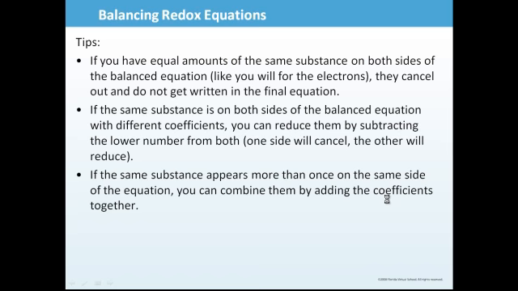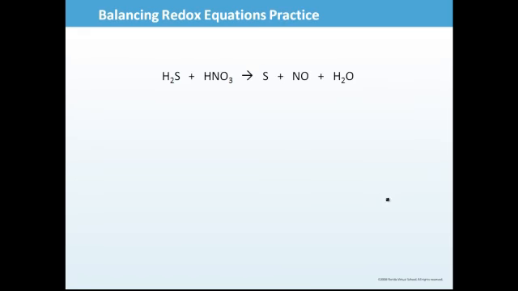All right, so again, like a lot of things, the best way to do it is to look at an example. So let's do that. We have H2S plus HNO3 yields sulfur, nitrogen monoxide, and water. Well, the first thing we have to do is determine what's oxidized and what is reduced. So we have to assign oxidation numbers.